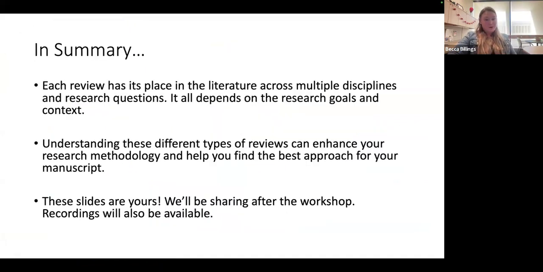Right. So in summary, each review does have its place in the literature across multiple disciplines and research questions. It does depend on your research goals and context, so one review is not better than the other. And you don't have to memorize any of this, just look through some of the review types, understand the basics of their methodology, and it's going to help you approach your manuscript in the best way. And again, these slides are yours if you want them, and the recording will also be available after this.